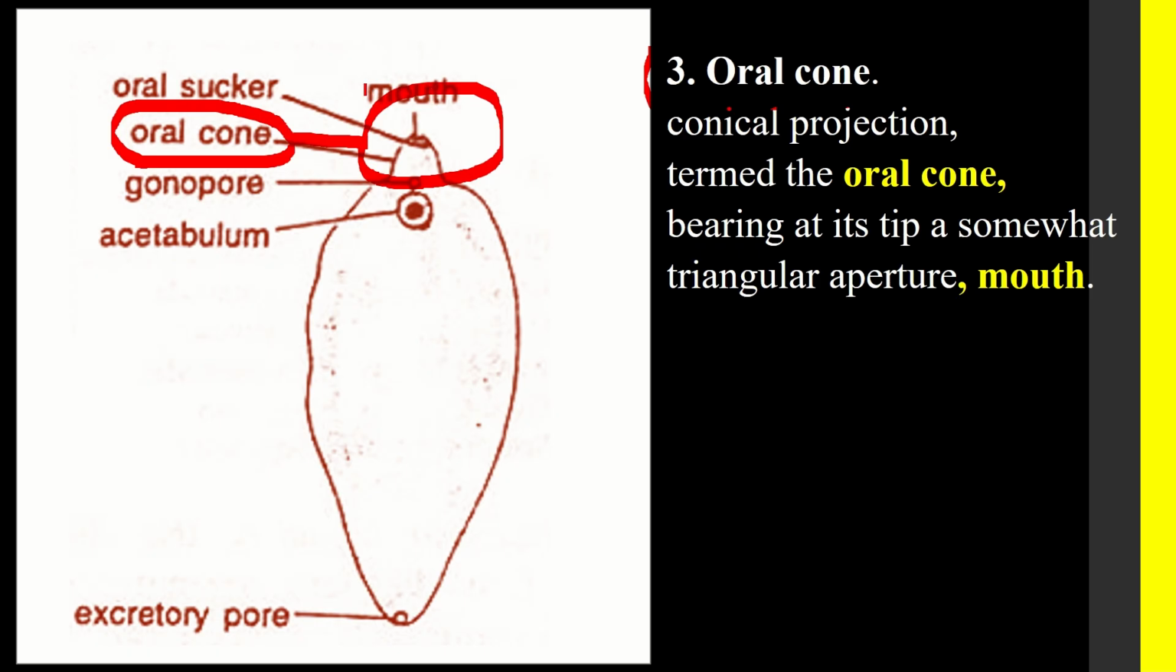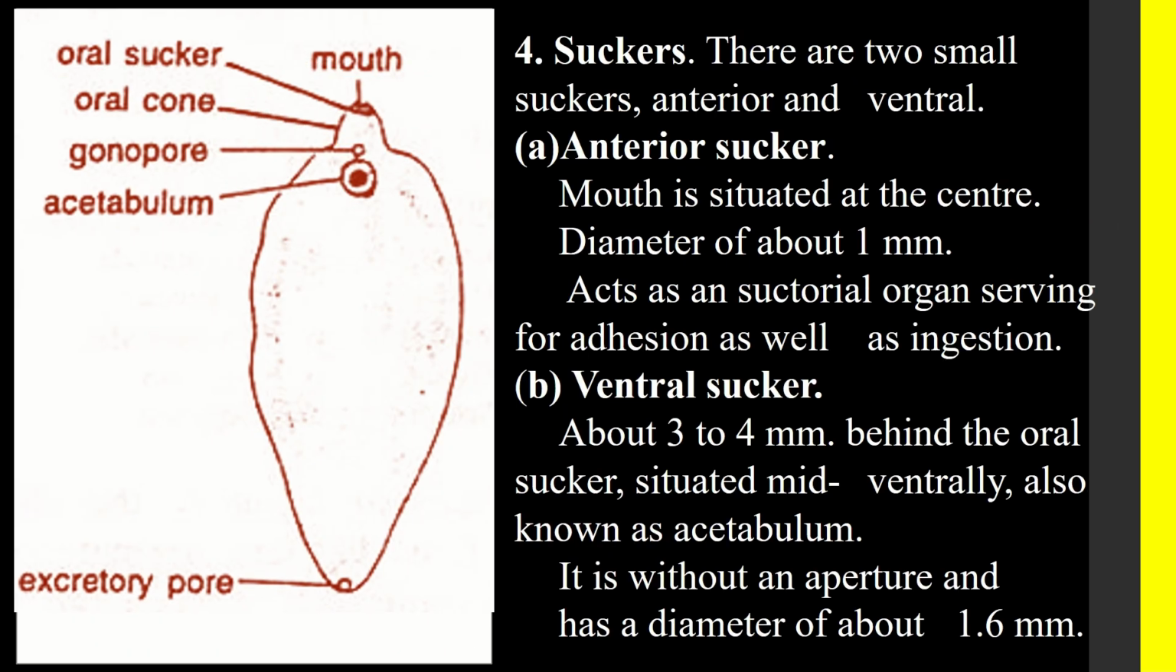Then they have two types of suckers. There are two small suckers, anterior and ventral. Both the suckers lack hooks and spines. When we see the anterior sucker, the mouth is situated at the center and bottom of a cup-shaped muscular organ known as the anterior sucker, also called the oral sucker.